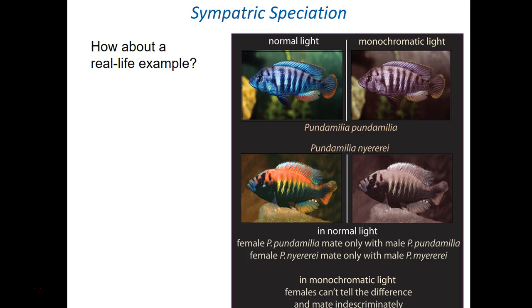But if you put them in monochromatic light and you let females choose which one they'd like to mate with, the females can't tell the difference between the two species and will mate indiscriminately in monochromatic light. Whereas with normal full spectrum light, they'll only mate with the appropriate male. What this tells us is that this speciation process is very young, and it's not yet solidified where there are strong barriers to reproduction.